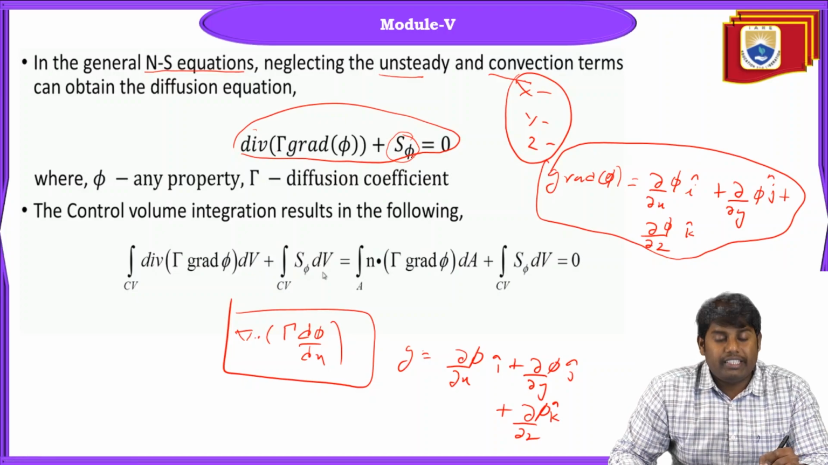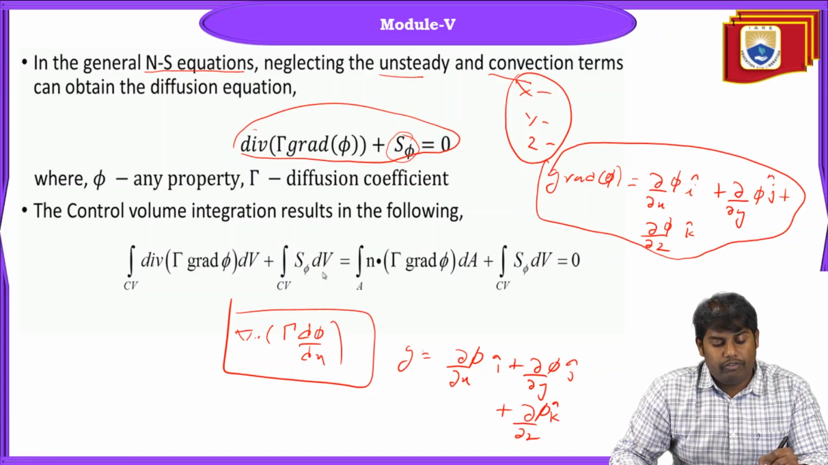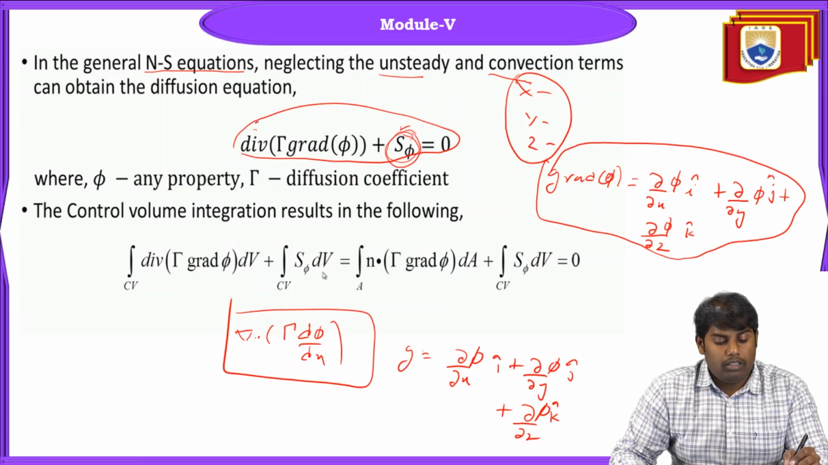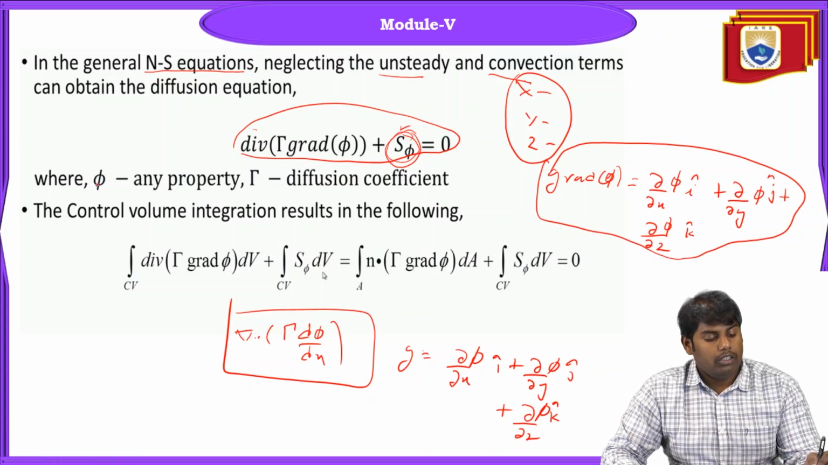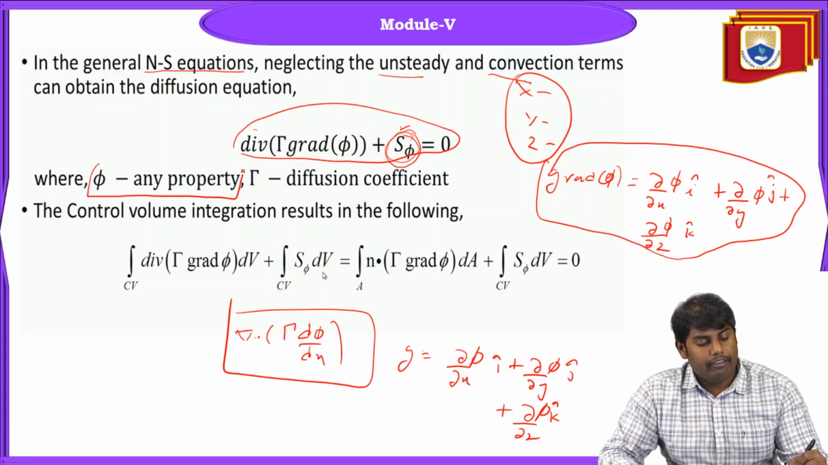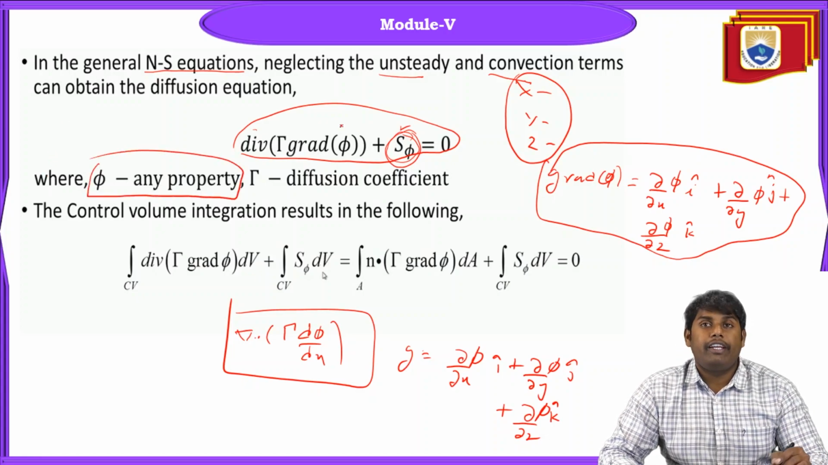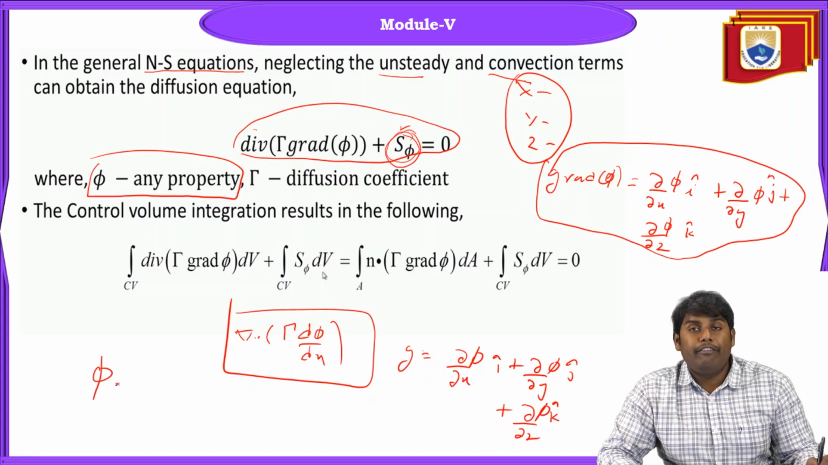Fine. So this is S of phi. Basically, S of phi is the source term. The source term will be a combination of linear and non-linear terms. So if you take phi, what is phi here? It can be any flow variable.